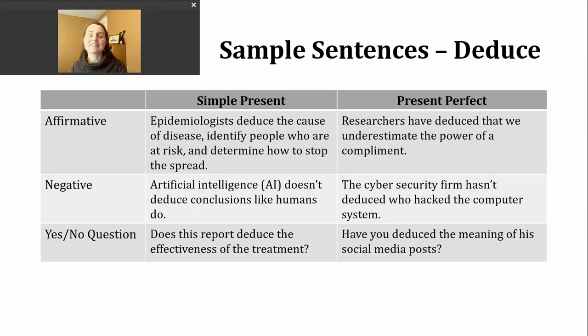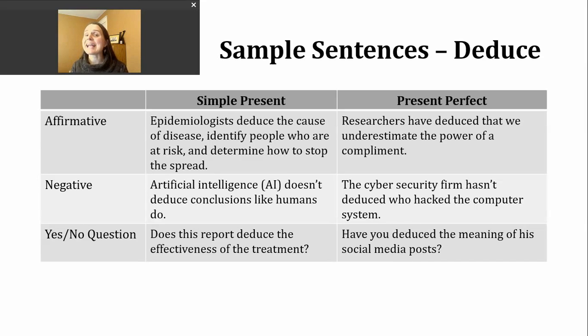And either after have or has, you're going to use the participle form of the verb, which here just happens to be the same as the simple past tense. Let's take a look at an affirmative example. Researchers have deduced that we underestimate the power of a compliment. So, another way to think of this, they have concluded, they have reached this particular conclusion.